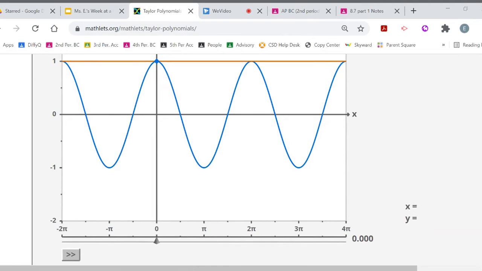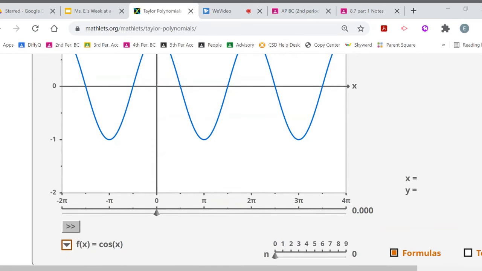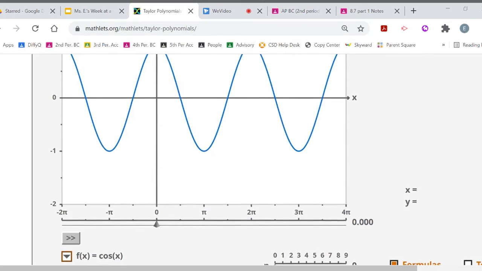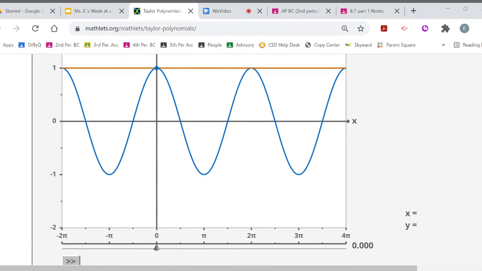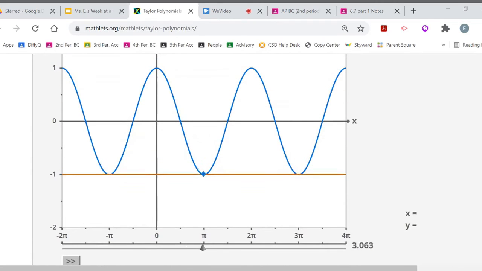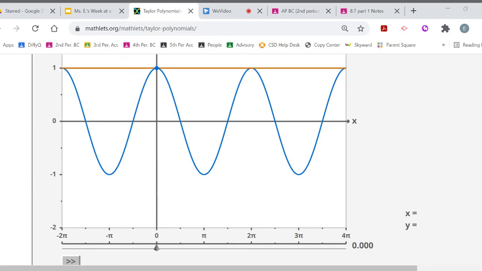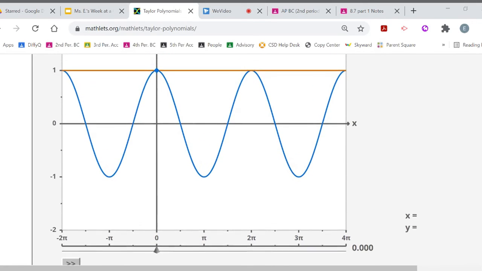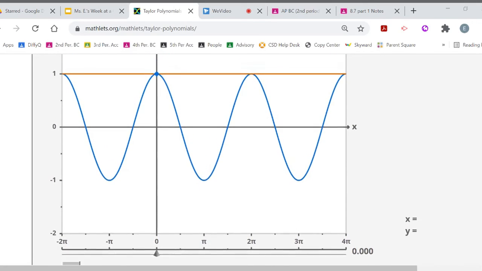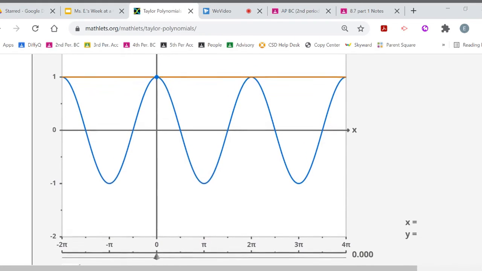Let's see what I have here. I have the graph in blue of f of x equaling cosine of x, and you can see at the bottom, I could change where I have things centered. So I'm going to keep this centered at 0. We'll talk about not centering things at 0 in a little while. So I've got this centered at 0, and I wanted to show the different Maclaurin polynomials that you could have.